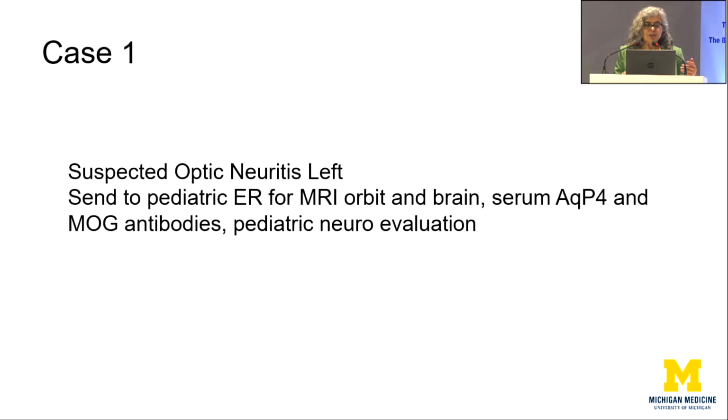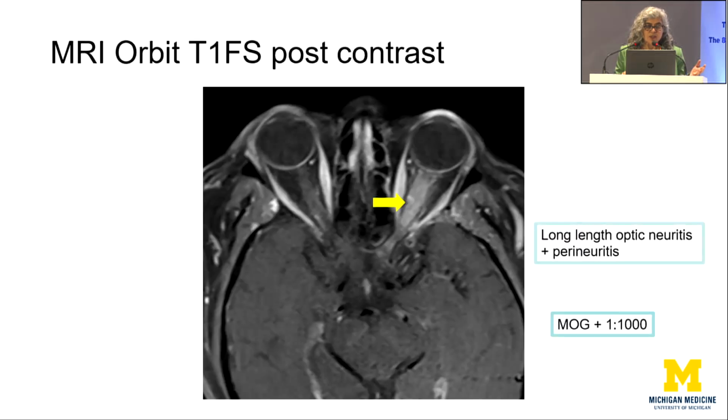We want to do MRI orbit and brain. You want to see the length of the optic nerve involvement, and you want to see if there is ADEM, if there are white matter lesions. You also want to do MOG antibody and the aquaporin 4 antibody, and if need be, a pediatric neurology evaluation. This is her MRI, which shows long length with perineural enhancement. So she indeed had MOG disease, and you can see we get a titer. It's 1 in 1,000.